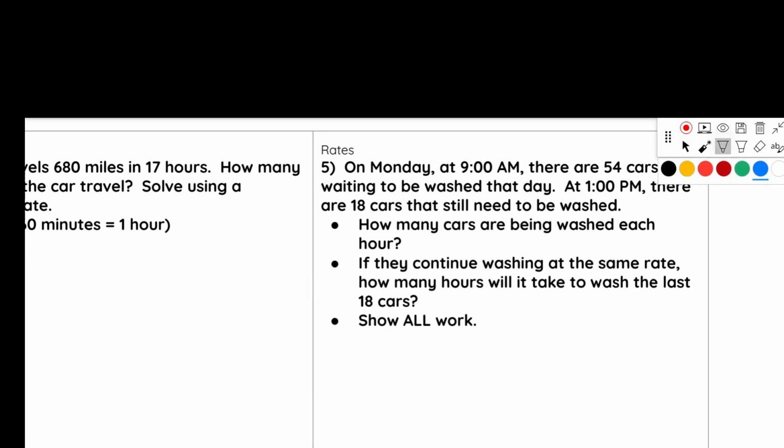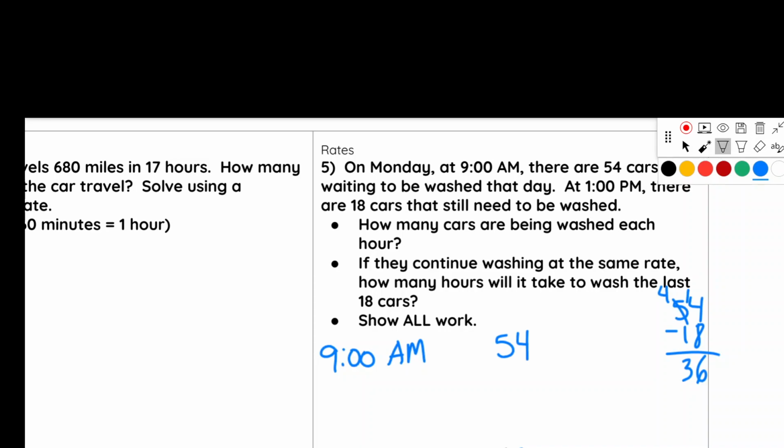All right, one question to go. On Monday at 9 a.m. there are 54 cars waiting to be washed that day. At 1 p.m. there are 18 cars that still need to be washed. How many cars are being washed each hour? So I have two times here. I have 9 a.m. and I have 1 o'clock p.m. and I know there are 54 cars waiting at 9 o'clock, and I know that there are 18 waiting at 1 o'clock. So I can see that some cars have been washed. 54 minus 18. I can see that 36 cars have been washed.